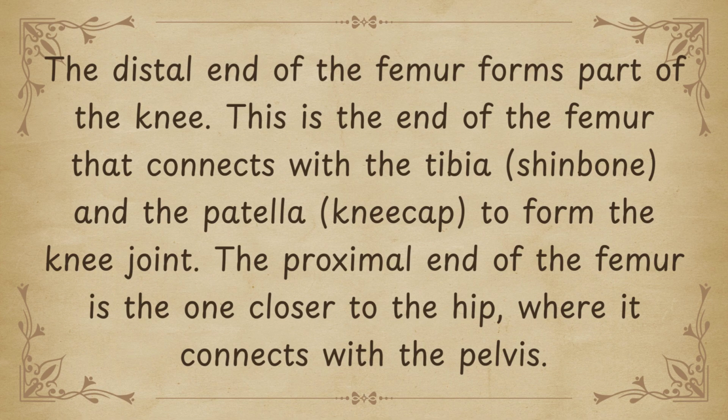The distal end of the femur forms part of the knee. This is the end of the femur that connects with the tibia, shin bone, and the patella, kneecap, to form the knee joint. The proximal end of the femur is the one closer to the hip, where it connects with the pelvis.